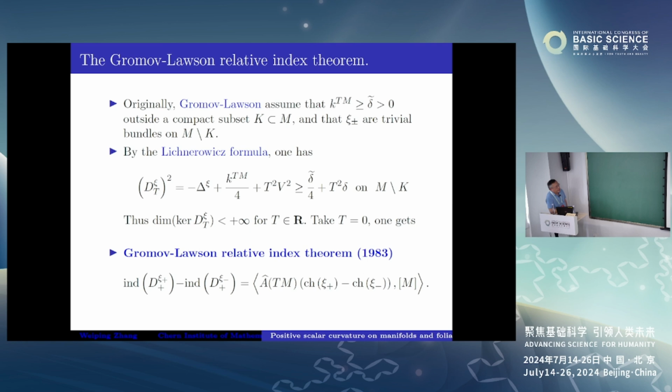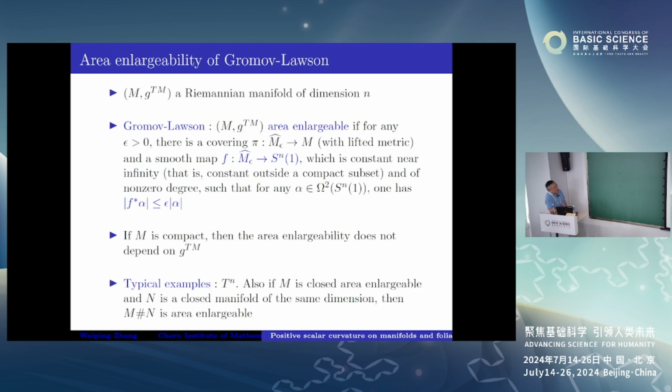They assume that the scalar curvature has a uniform positive lower bound near infinity. And this theorem, in their famous paper, has a lot of important applications. A typical application is to the so-called enlargeable manifolds, or area enlargeable manifolds. The definition is as follows. We just record the definition. We are given a Riemannian manifold of dimension n.